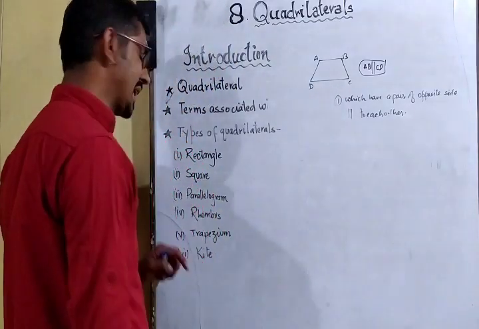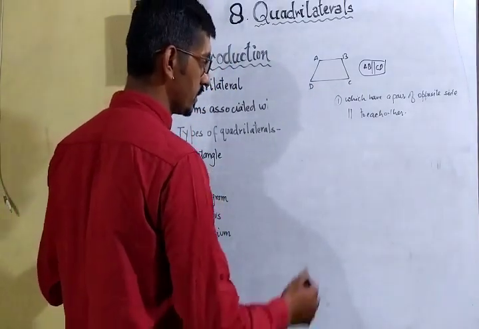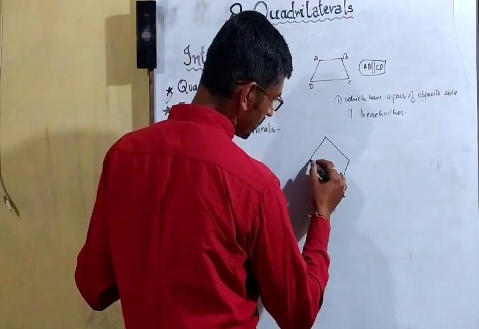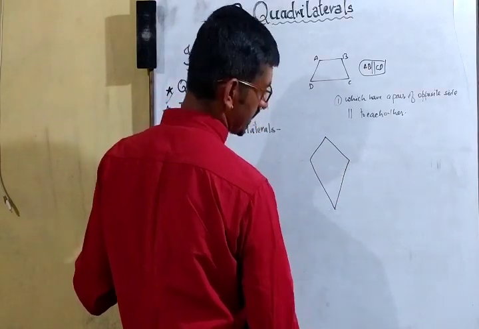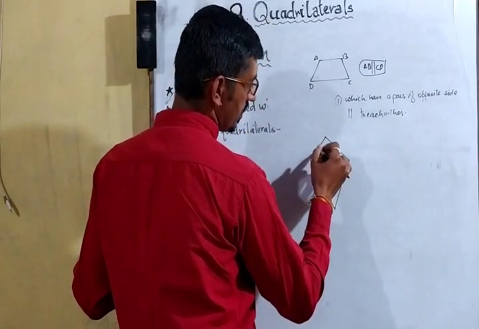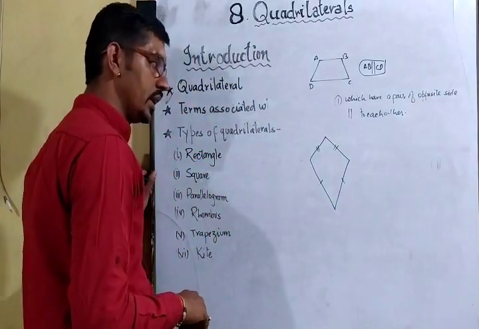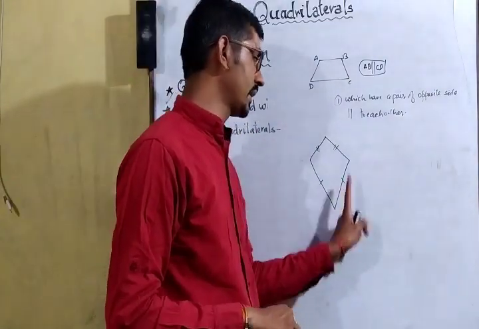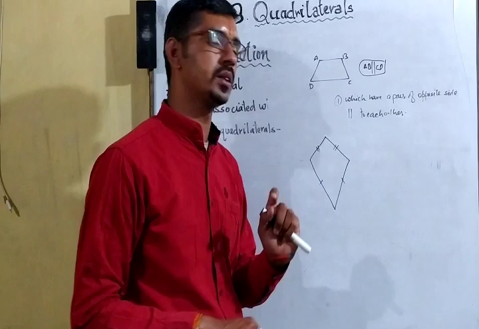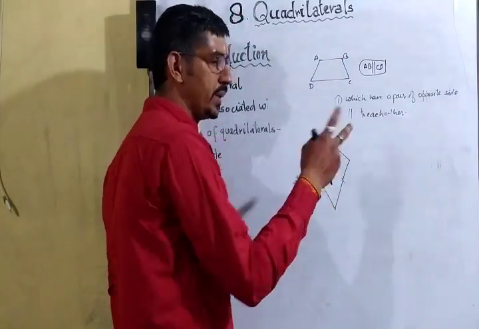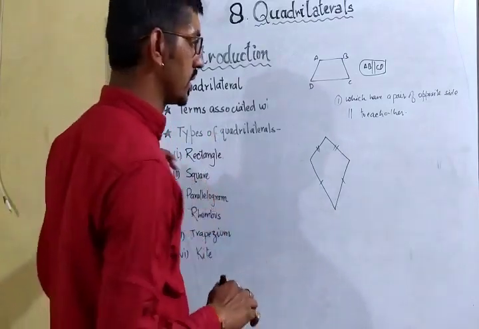Now moving on to the last figure, that is kite. Very very important. This is kite. This side is equal to this side, and this side is equal to this side. So this type of figure is known as kite. Kite whose adjacent sides, a pair of adjacent sides, are equal to each other.